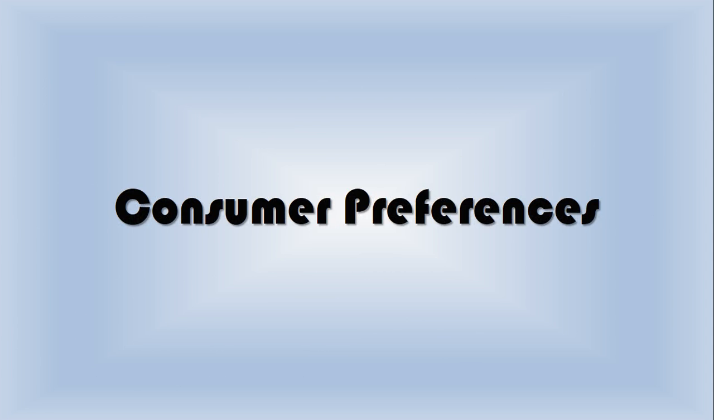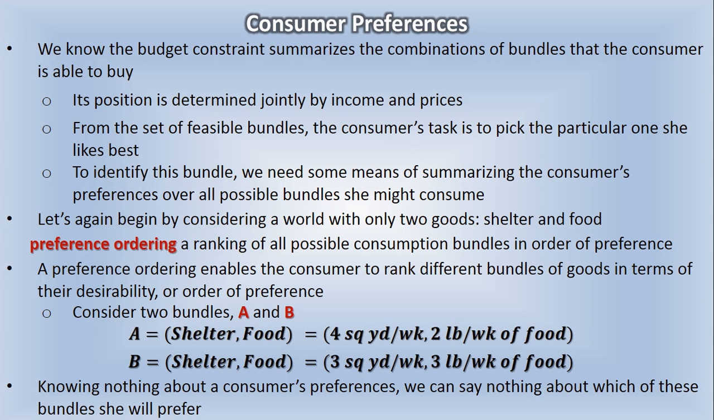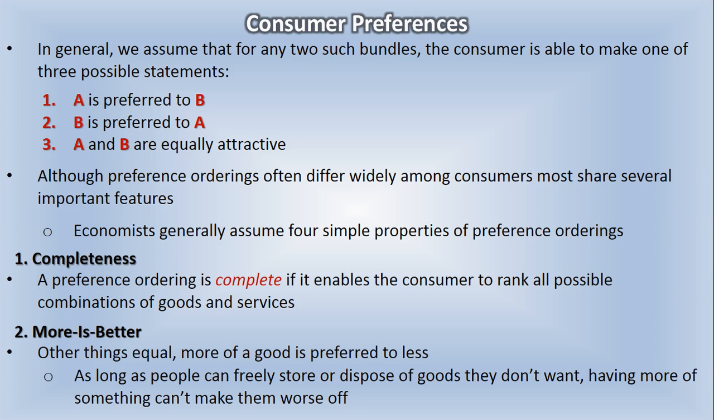Then we established the other main component of the model, which was consumer preferences. So how do we establish the preferences of somebody? Well, we set up what's called a preference ordering. The preference ordering has four properties.